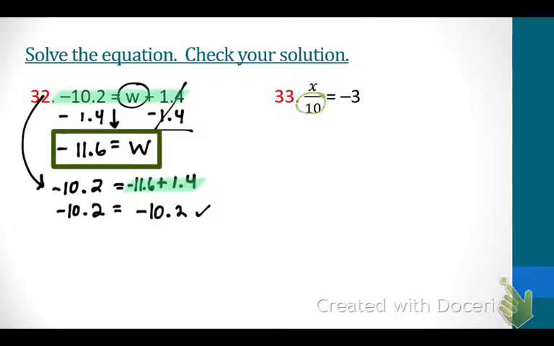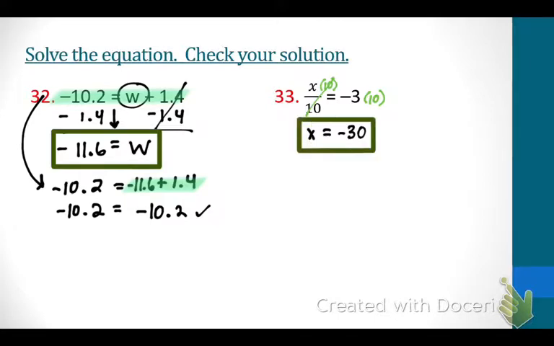Good job. We're trying to get rid of this divide by 10, so I have to multiply by 10 on both sides. On the left side, we know that that's going to cancel out, and I'm left with, Heather, x equals what? Negative 30. Everybody box that answer in.